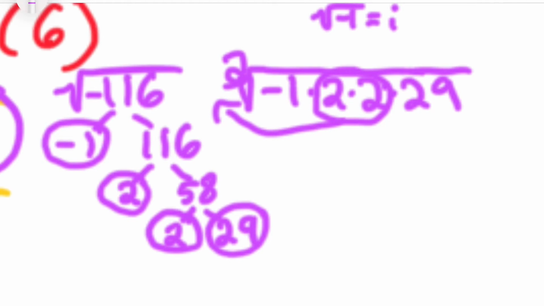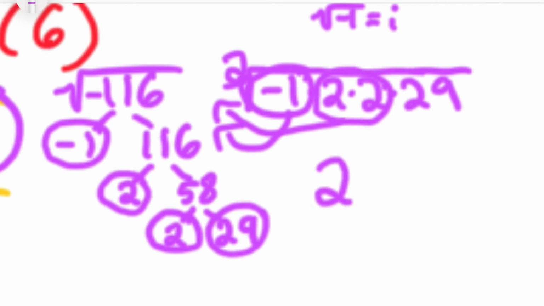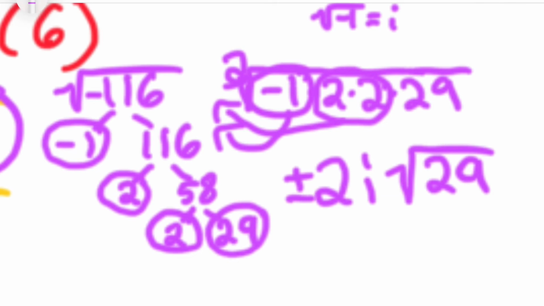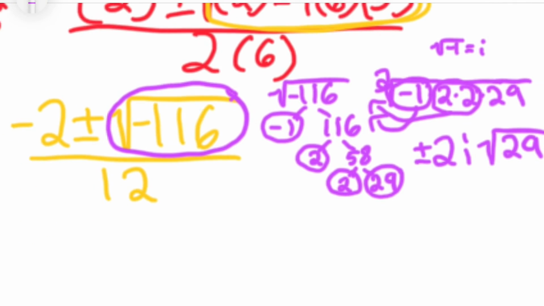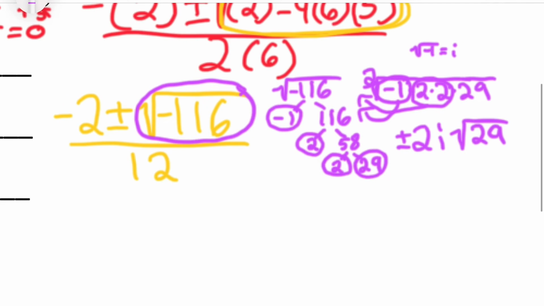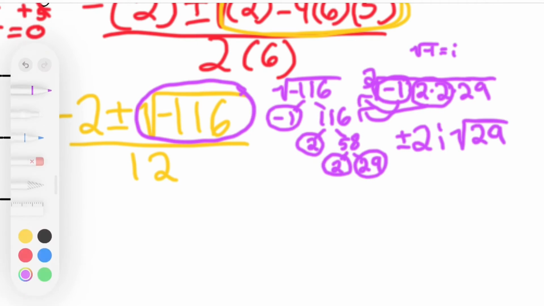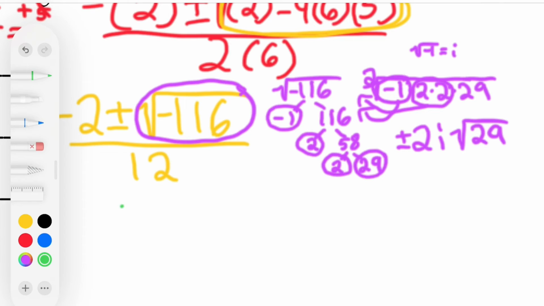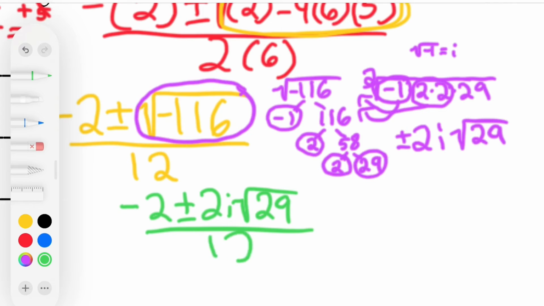The square root of -1 also changes to i. So there's also going to be an i that moves out. So on the outside we have 2 and an i. And underneath we have a 29 left over. When you're bringing stuff out of a radical, it is always plus and minus. So all of this means that we can simplify to -2 plus or minus 2i times the square root of 29, over 12.